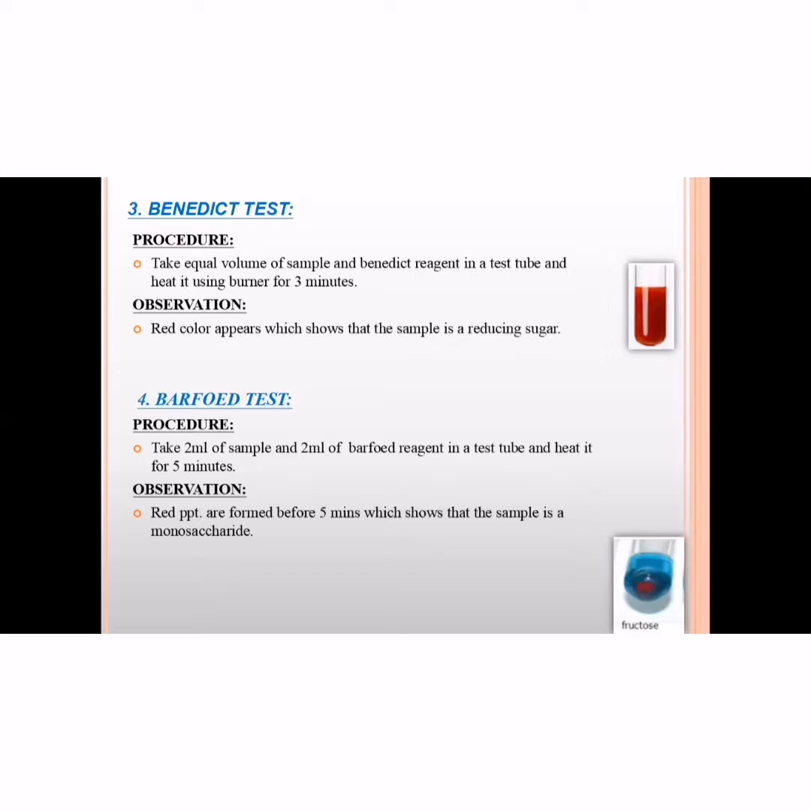After that, we will perform the Barfoed test. In the Barfoed test, we will take equal volume of each the sample and Barfoed reagent in a test tube, and then we will heat it for about 5 minutes. We will observe that red precipitates appear before 5 minutes, meaning the sample is a monosaccharide.